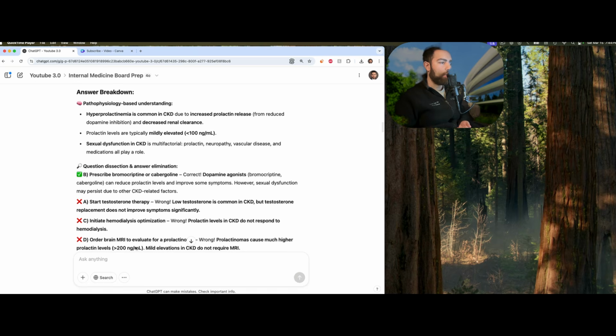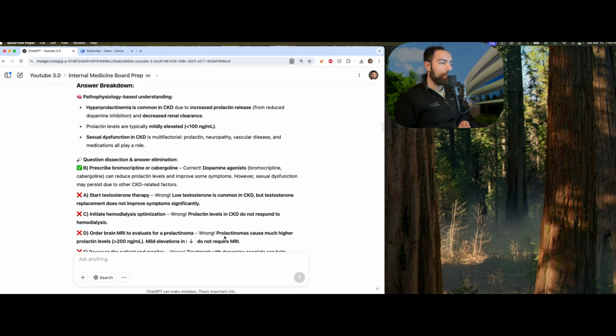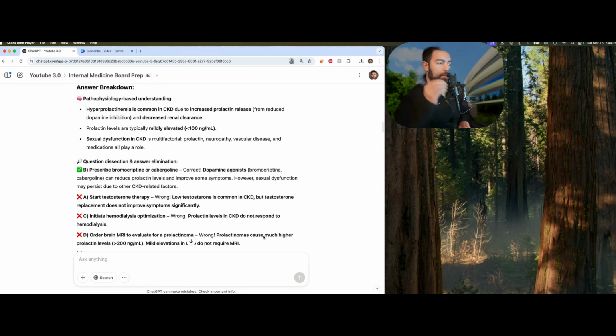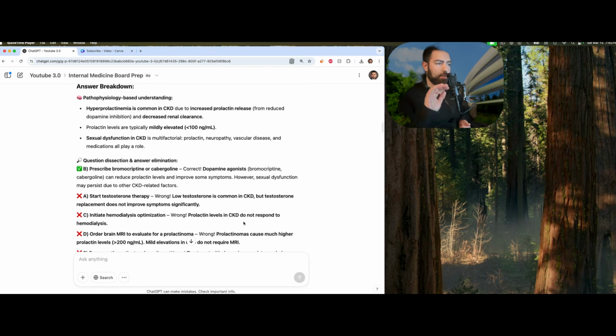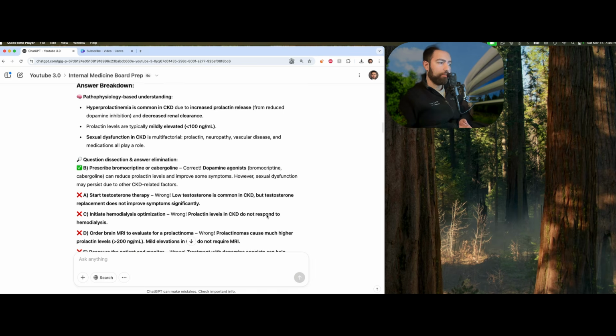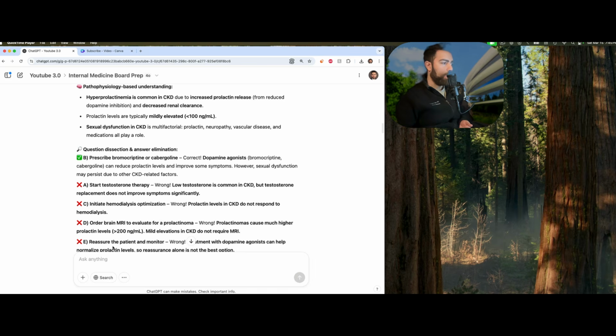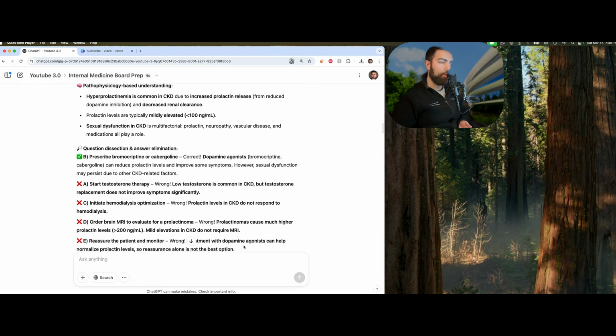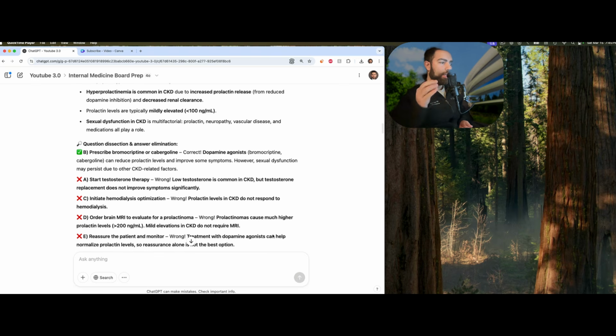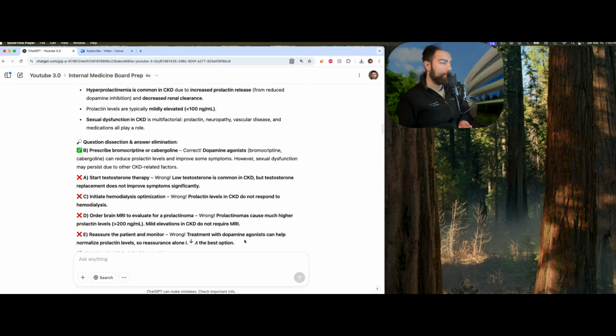Ordering a brain MRI to evaluate for a prolactinoma would be wrong, because remember that prolactinomas caused by tumors cause a much greater prolactin level, likely greater than 200. These mild elevations do not trigger for us to get an MRI. Reassure the patient and monitor would be wrong, because again, the patient is symptomatic and there is a treatment that you can offer to this patient.